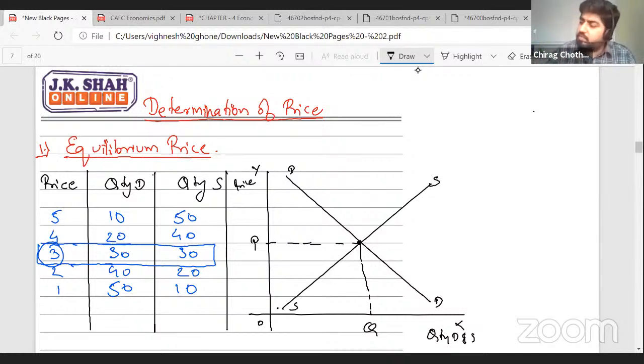One more thing. Do you remember what is increase in demand and what is decrease in demand? If this is my original demand curve D, if there is an increase in demand, the demand curve will shift towards right. If there is a decrease in demand, it will shift towards left. Do you agree to this?